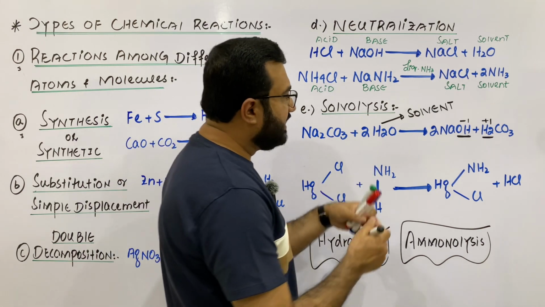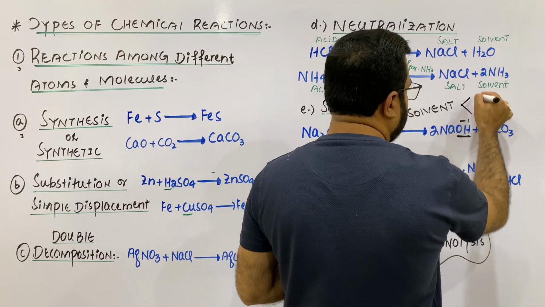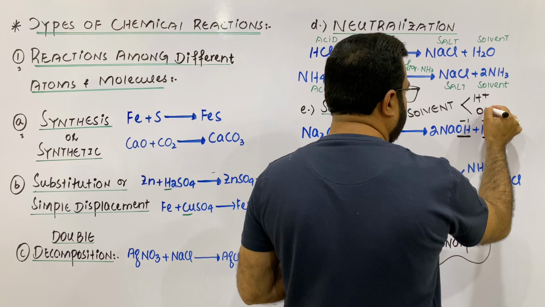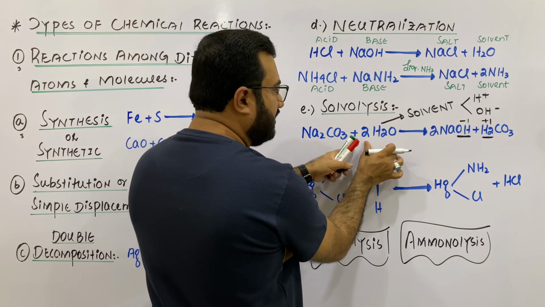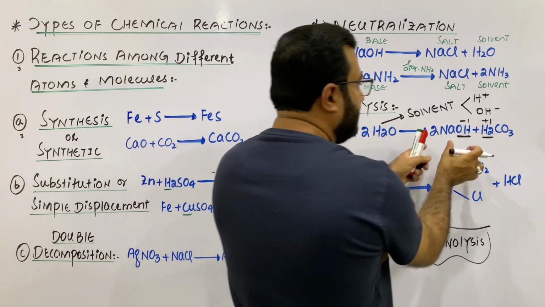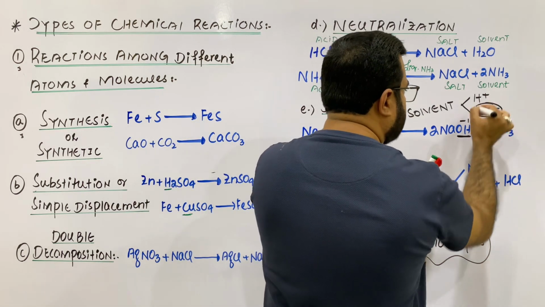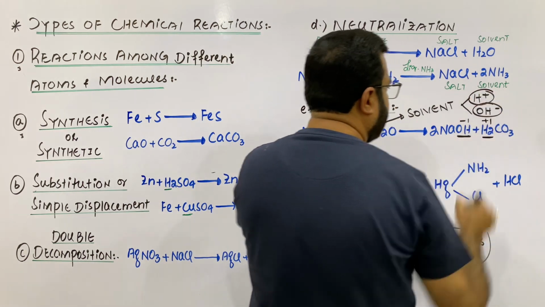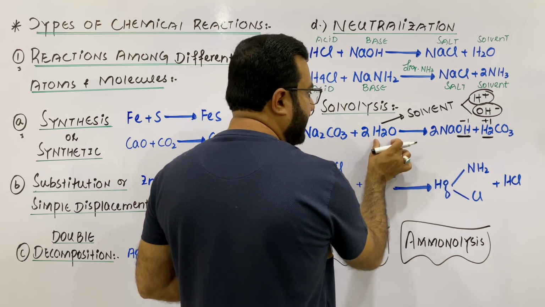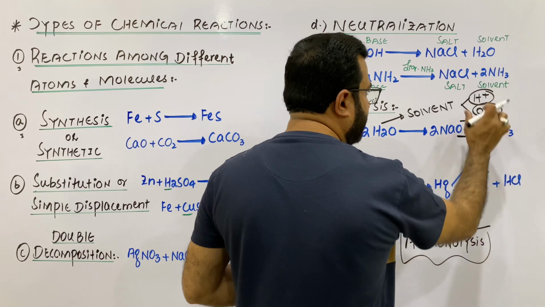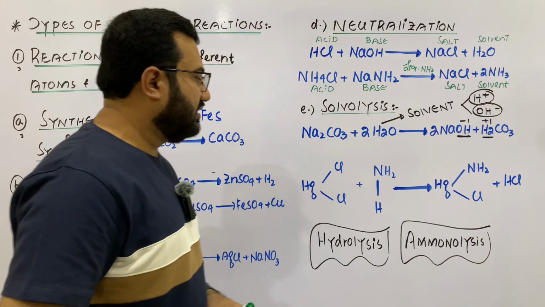You know that water is a solvent and water consists of H positive ion and OH negative ion. And in these reactions, when a substance reacts with a solvent, it forms two compounds, one containing the anion of the solvent and the other containing the cation of the solvent. In this case, NaOH contains the anion of the solvent and H2CO3 contains the cation of the solvent.